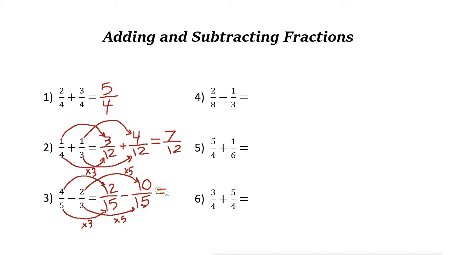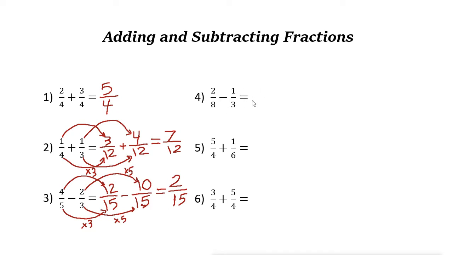Now we have the common denominator. 12 over 15 minus 10 over 15. So write the denominator 15, and 12 minus 10 is 2. 2 over 15 is the answer. Another example here.